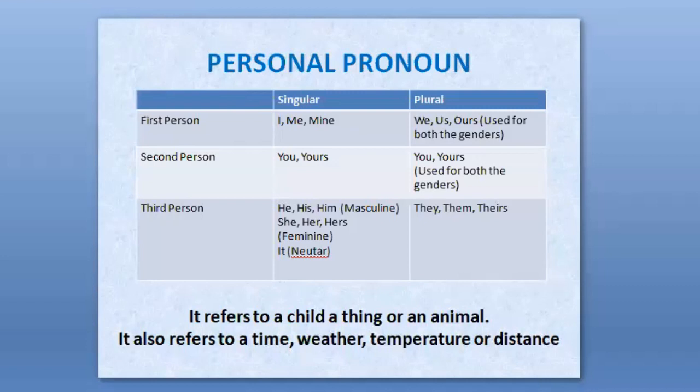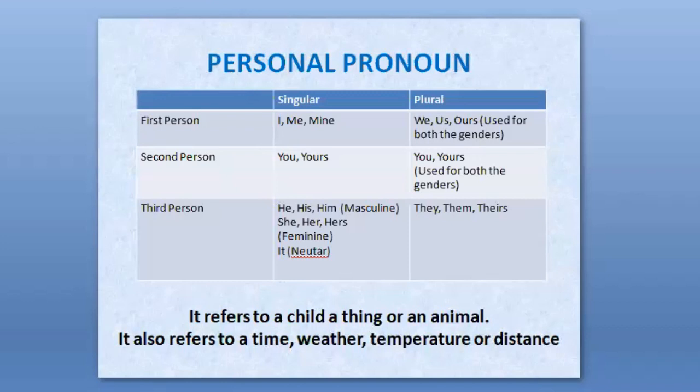Singular and plural, children, we have already studied what singular is. Singular means a single: when there is one thing, one animal, one person, or one place. Plural means many: when there are many persons, many things, or many places we are talking about. So that is plural.